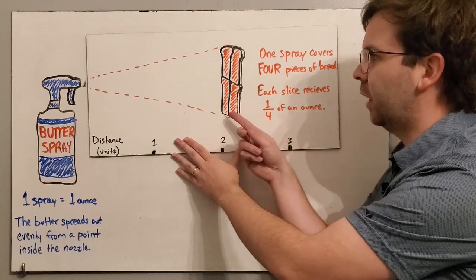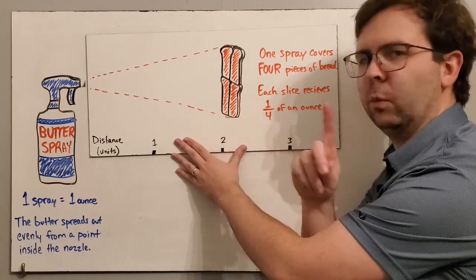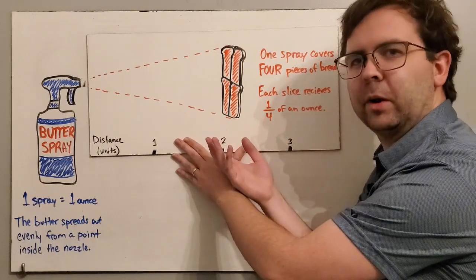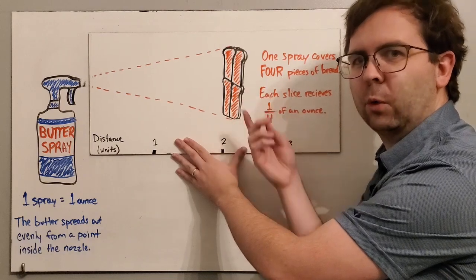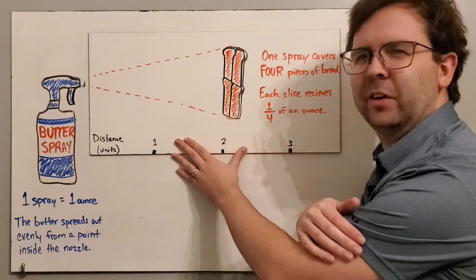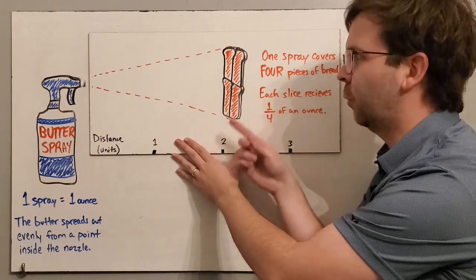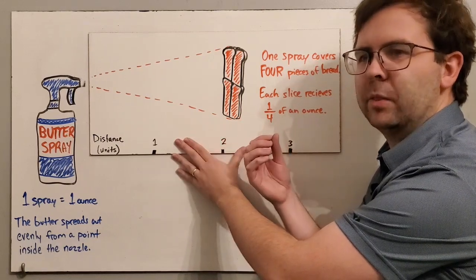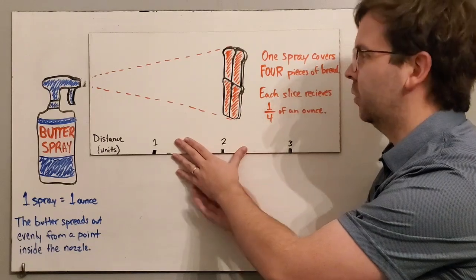And now each slice, if you think about the math here, it's still 1 ounce of butter that's coming out of the spray bottle. But that 1 ounce of butter is getting distributed to all 4 slices of bread. And so each slice is going to get a little bit less butter now. Each slice gets 1/4 of an ounce. So it does cover more area, but the butter gets thinner as a result.